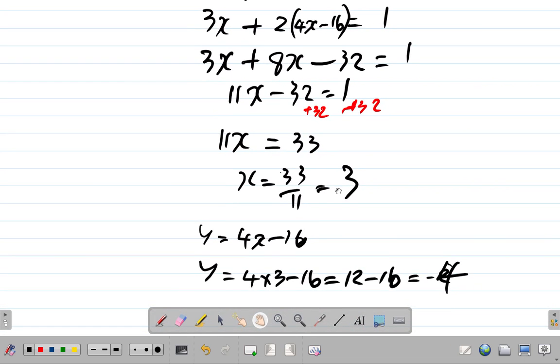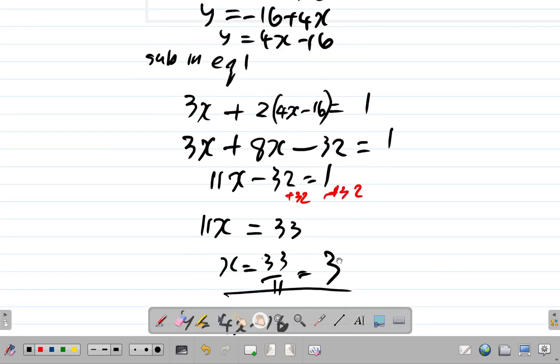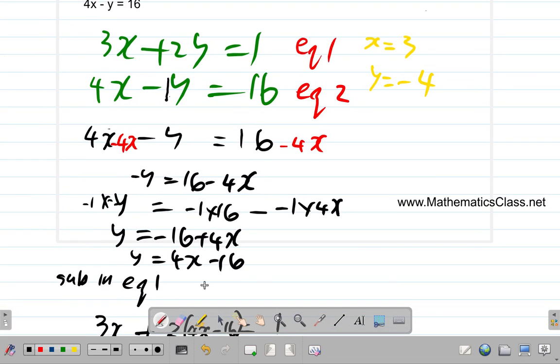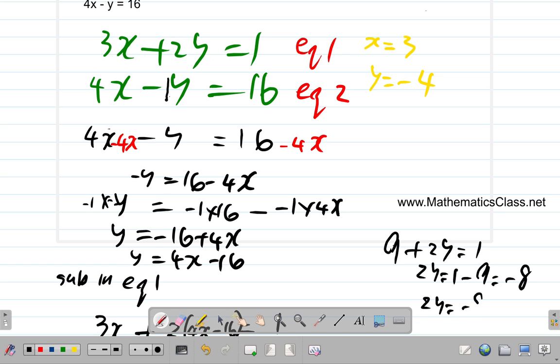Now, after finding out that x is equal to 3, we could also put it in equation 1. And say, since x is 3, 3 times 3 is 9. 9 plus 2y is 1. 2y is 1 minus 9, which is negative 8. So 2y is negative 8, divide, y is equal to negative 8 over 2, which is negative 4. So we get back the negative 4.